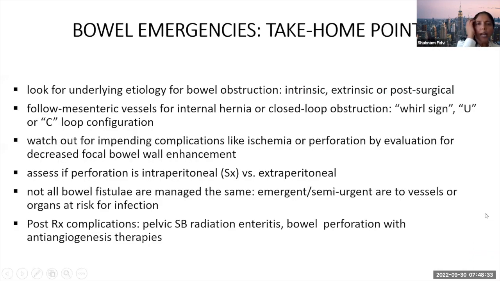So just to summarize some of the points that I've discussed in bowel emergencies, always evaluate for the etiology of the underlying bowel obstruction, including the site, determine whether it's intrinsic, extrinsic, and whether it's due to surgery. As in any other case, look for features like internal hernia or closed loop obstruction, the Waldstein, the USC loop configuration. I didn't really discuss any of those.